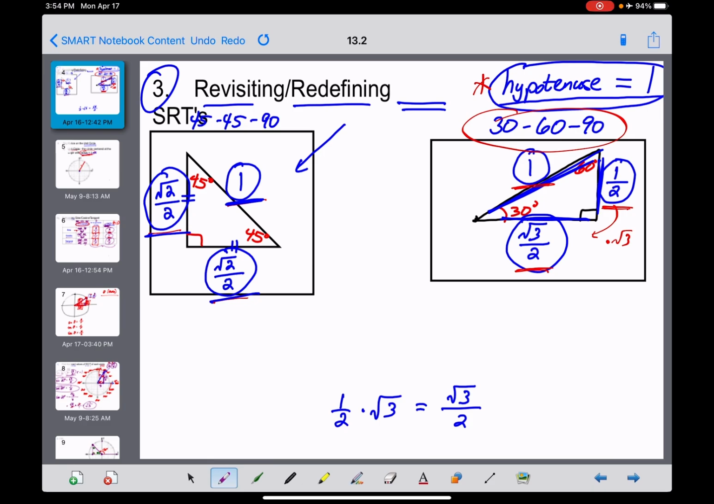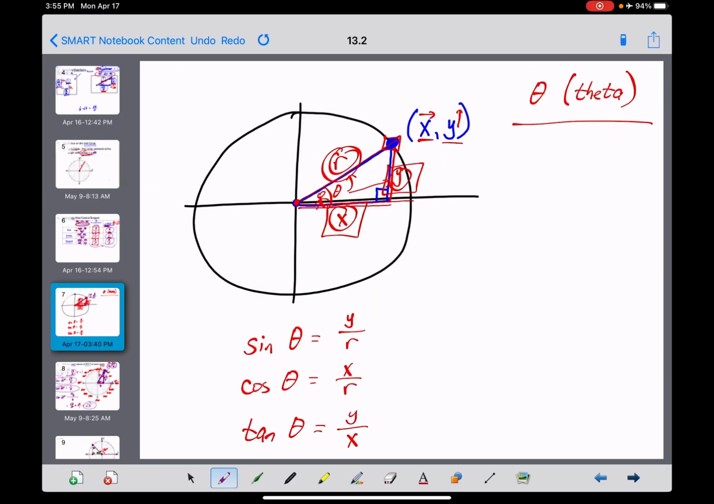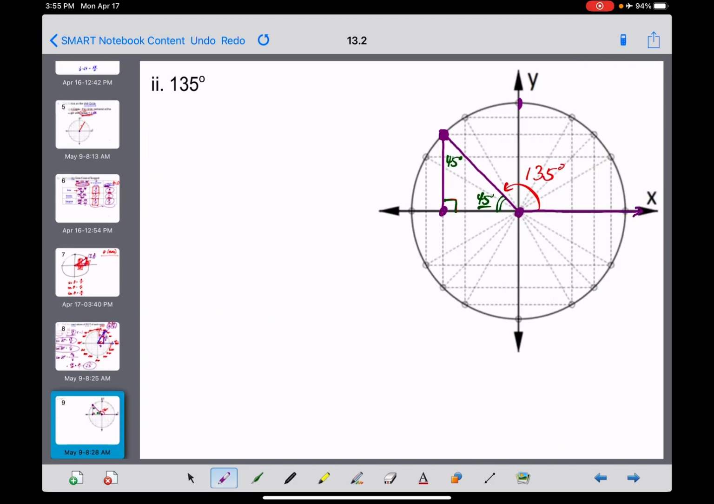So let's label our side lengths, guys, going back to this. On the unit circle, when you know that your hypotenuse has a length of 1, the legs are both root 2 divided by 2, and the hypotenuse is 1. So I'm going to label here, each side is going to be the square root of 2 over 2. That's it on the left, and here as well, root 2 over 2, and the hypotenuse is 1.